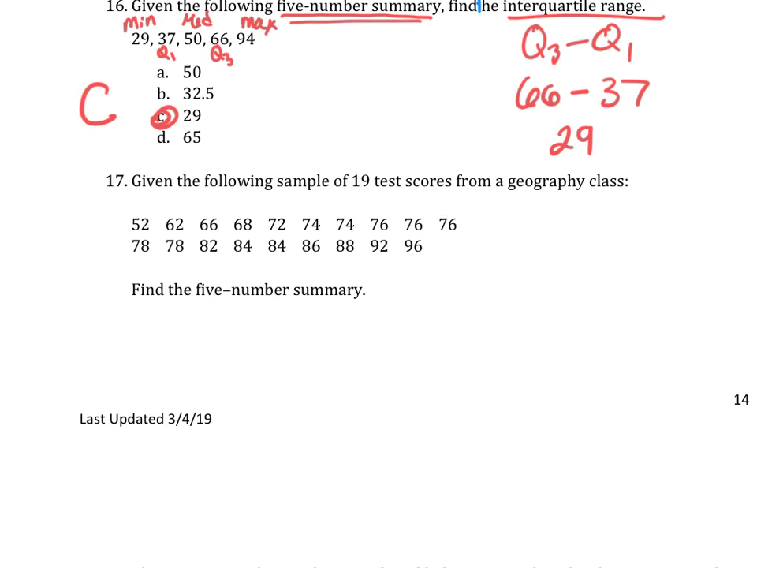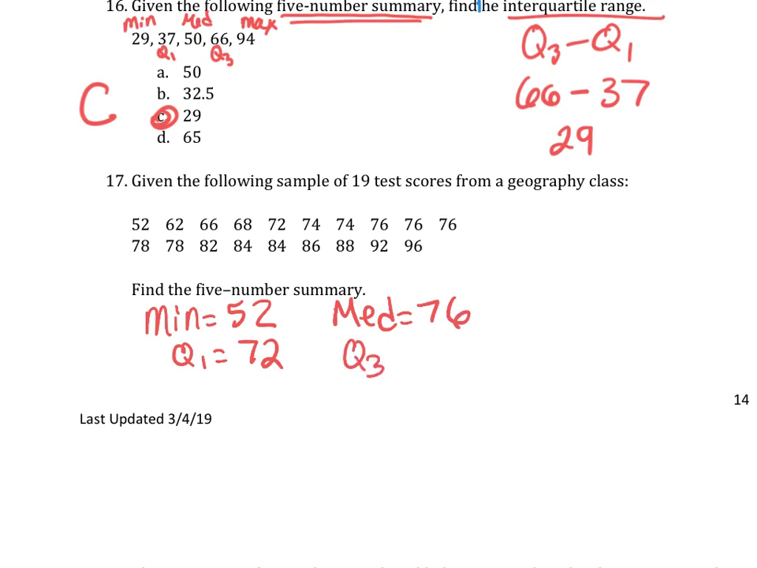And so we get that the minimum is 52. The first quartile, Q1 or lower quartile, is 72. The median is 76. Q3 or the third quartile or upper quartile is 84. And the maximum is 96. Also, just keep in mind another thing to remember, that median can also be called Q2 sometimes. It means the same thing. So just be aware if you ever see Q2, they're just talking about the median.